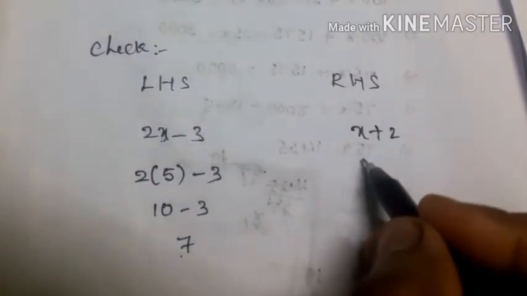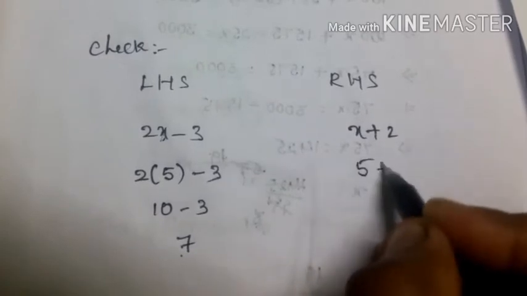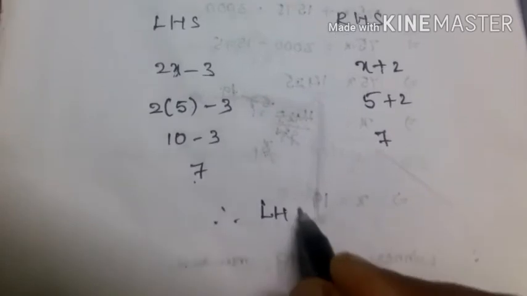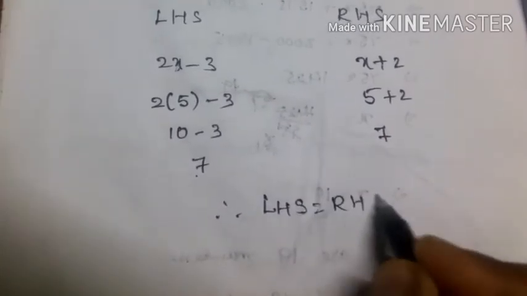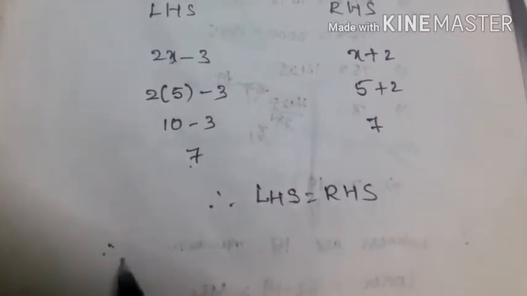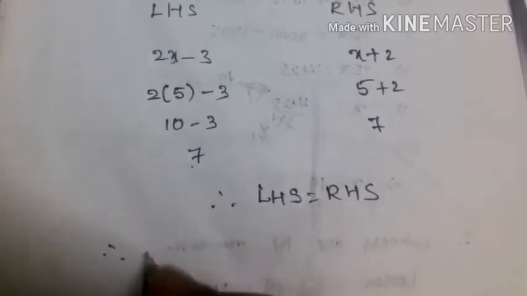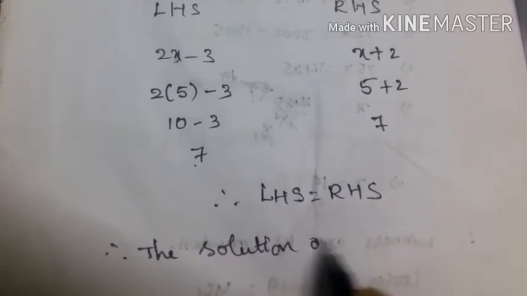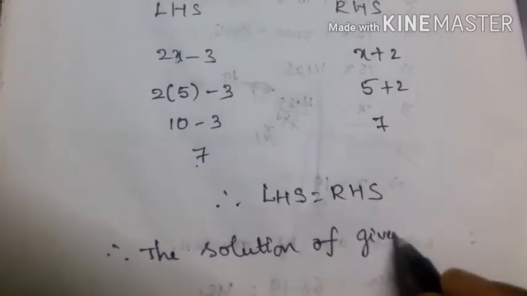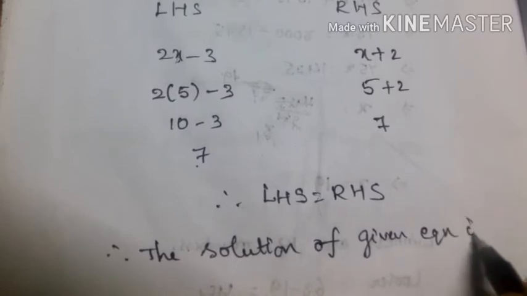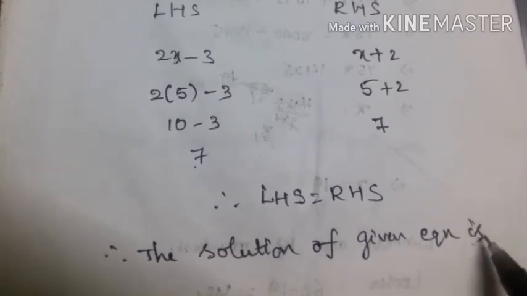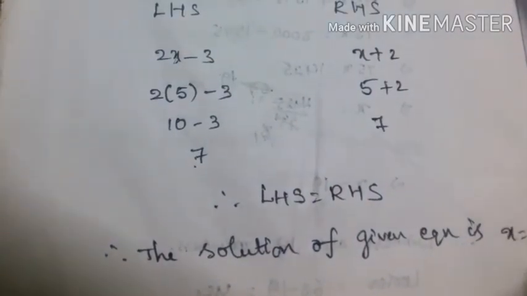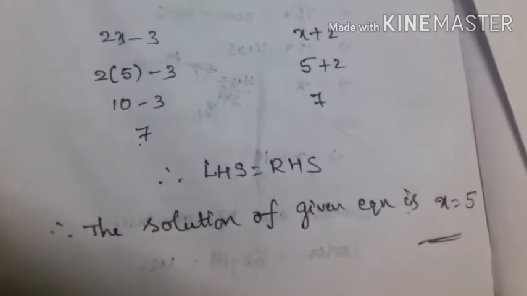So what about the RHS? x is equal to 5, so 5 plus 2 is equal to 7. Therefore, here we got LHS equal to RHS. Yes or no? That means the required solution of the given equation is, what is the value of x? That is 5. So x is equal to 5 is our solution of the given equation.